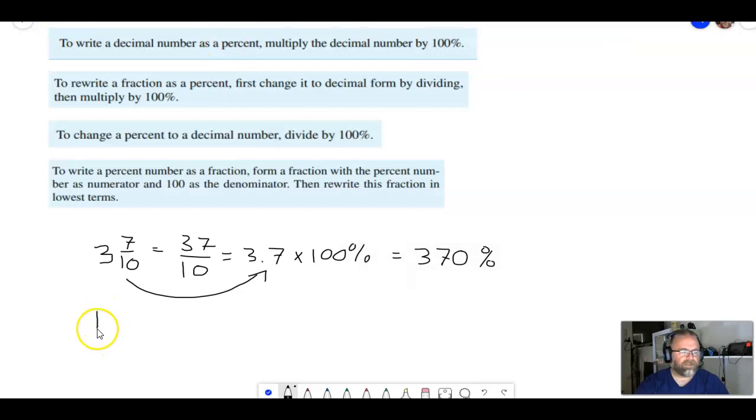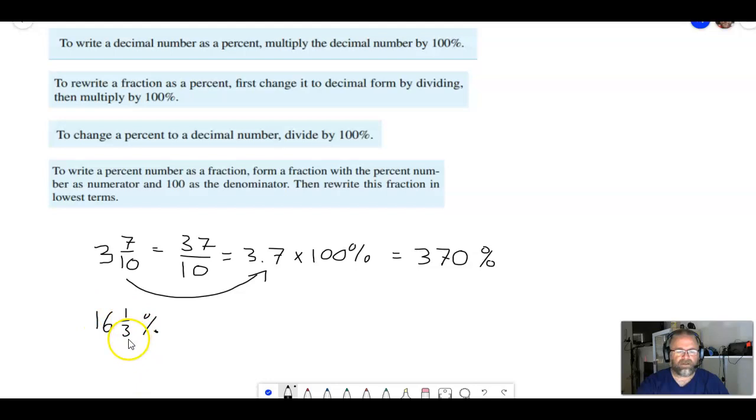Let's convert 16 1/3%, and I want to convert that to a decimal number. Go ahead and pause the video now, try it out, and then we'll walk through it.